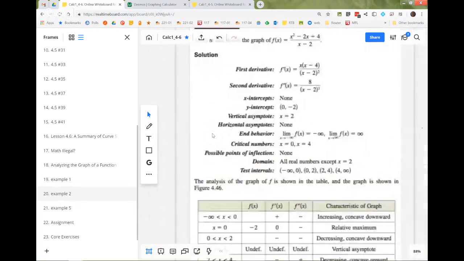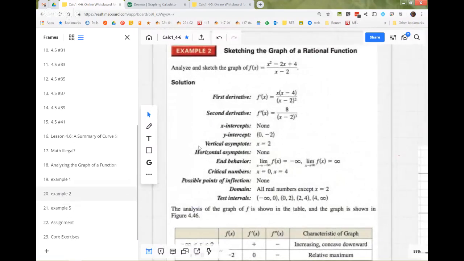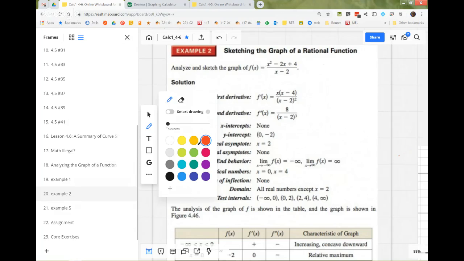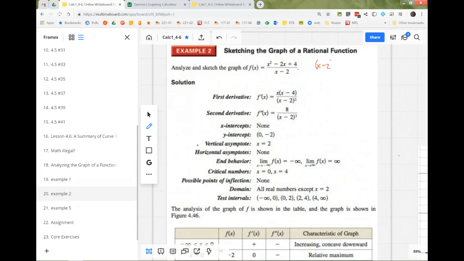All right, let's go to this one. Another rational function. This time we have x squared minus 2x plus 4 over x minus 2. Okay, so when you take a derivative here, let's just take a look at the first derivative. So again, we have denominator times derivative of numerator minus numerator times derivative of denominator. Well, that's a 1, all over denominator squared.